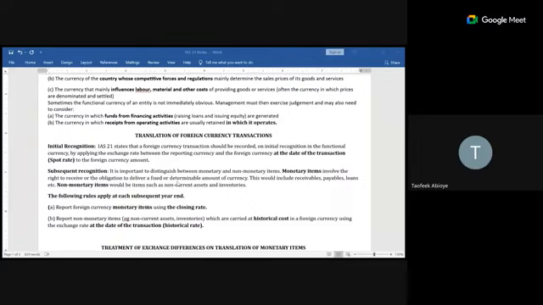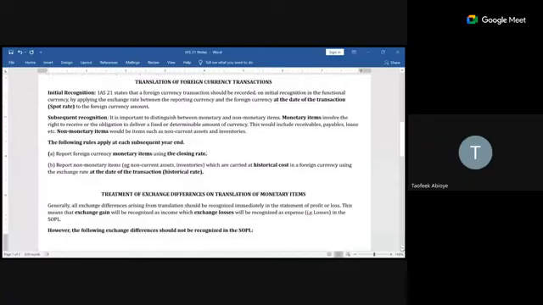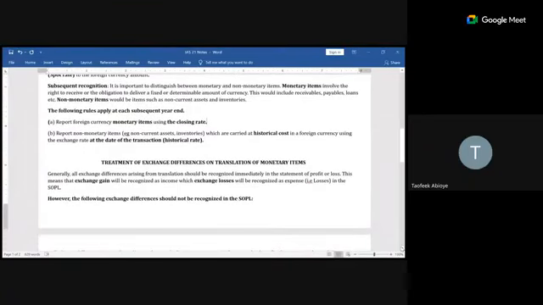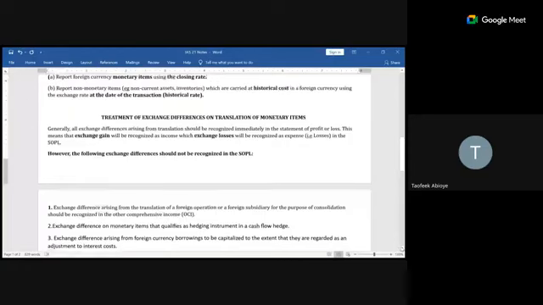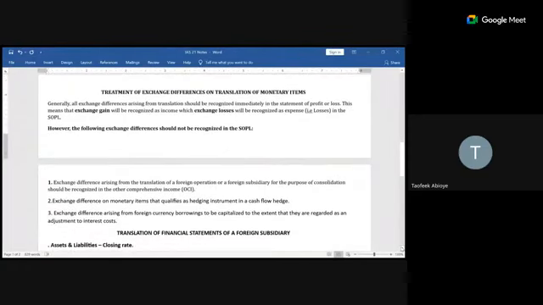So let's move on to treatment of exchange difference. One of the key objectives of IAS 21 is how do we account for exchange difference? And I said it earlier that whenever you are dealing with foreign transaction, there must be an exchange difference. There is nothing you can do about it.